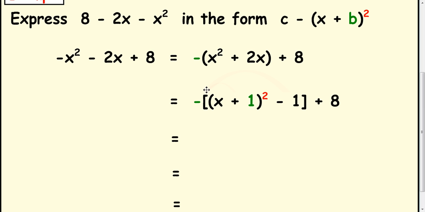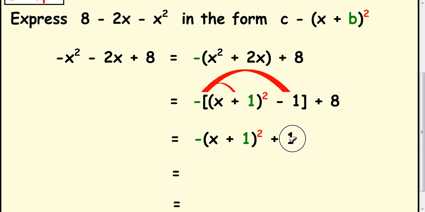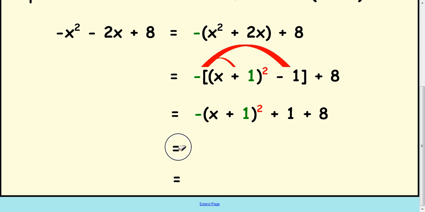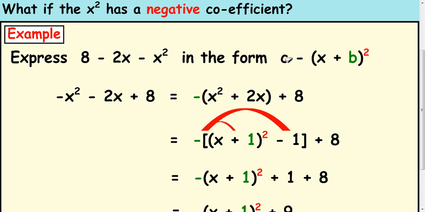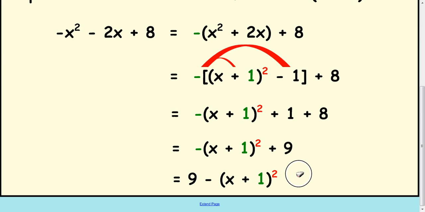Okay, what do we do next? Well, everything in the bracket must now be multiplied out by negative 1. So negative (x plus 1) squared, negative 1 times negative 1 is plus 1, and then your plus 8. Simplify that, and then put it in this format here, c subtract (x plus b) squared. So that's going to be 9 take away (x plus 1) squared.